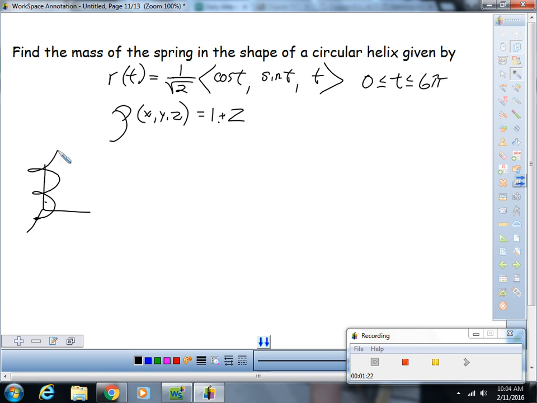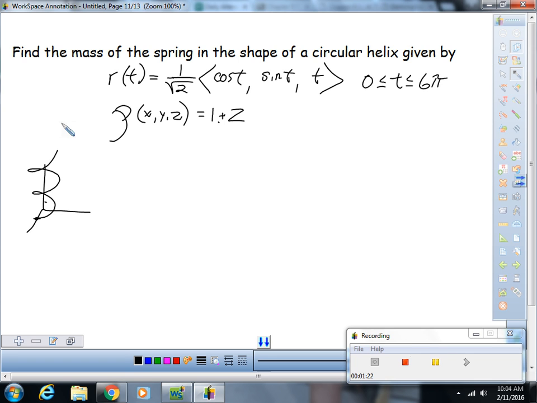And then you've got a force field. Okay, or, well, I'm sorry, it's not a force field yet. You've got a density function. And describe this density function. It's more dense where? More dense at the top. Okay? So, as we travel higher and higher, the wire gets denser and denser, and we're trying to find the mass of this spring. Okay?